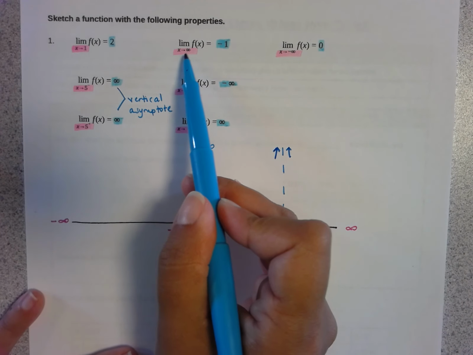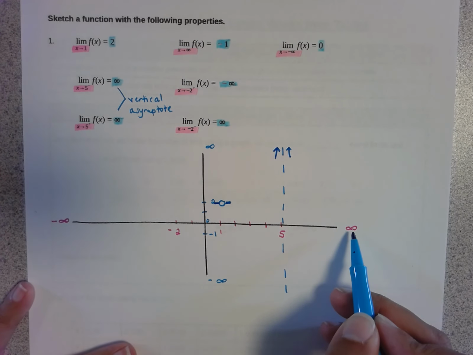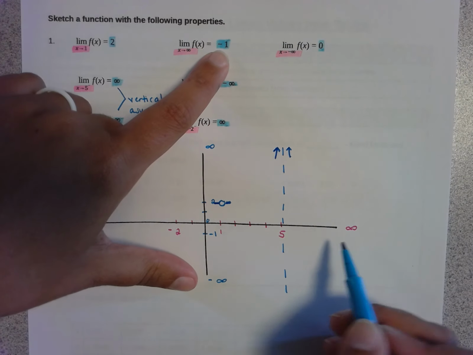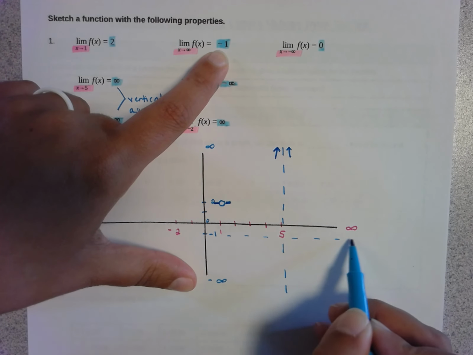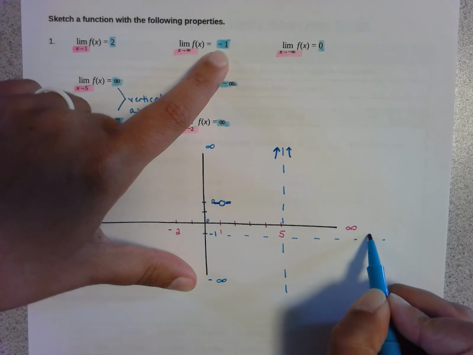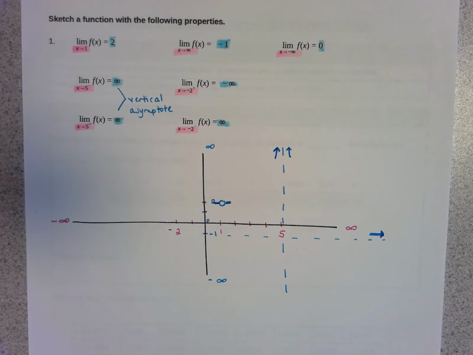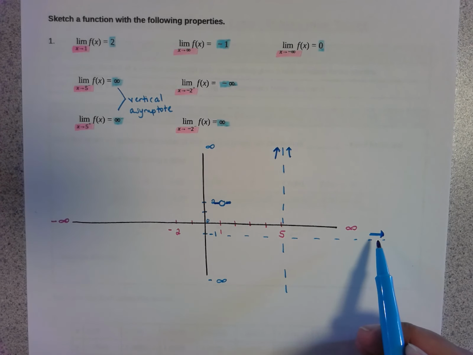Next, the limit as x goes to infinity is -1. Now x going to infinity tells me I'm looking at the end behavior of the graph. And since my y value is -1, it tells me there's a horizontal asymptote at -1 in this direction. So as I go to the right, I'm going to be flattening out towards -1. So you'll notice I drew a little arrow as I go to the right at -1.